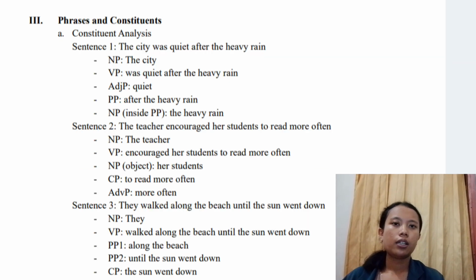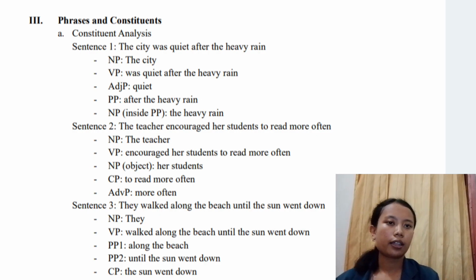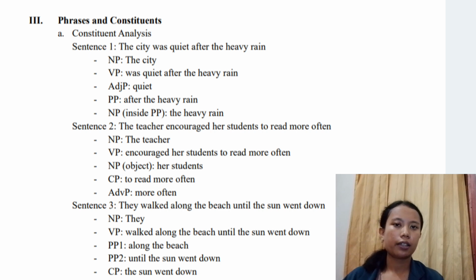And the next one is phrases and constituents. In this part, I divided my sentences into phrases, or what we call constituents. A phrase is a group of words that work together as one unit in a sentence. For example, a noun phrase has a noun as its head, and a verb phrase has a verb as its head.